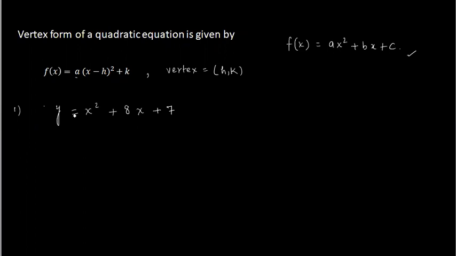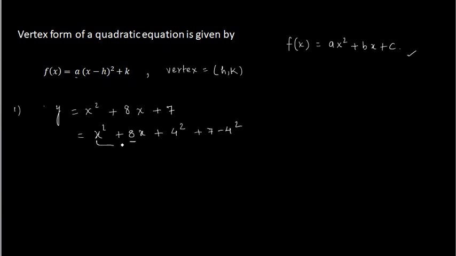For example, here we have a quadratic equation x square plus 8x plus 7, and we are going to convert this into vertex form. In order to convert this parabola into vertex form, let us add and subtract the square of half of the coefficient of x. Here the coefficient of x is 8, so half of 8 is simply 4. So basically we are going to add 4 square and subtract 4 square.